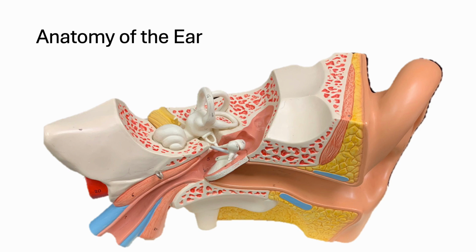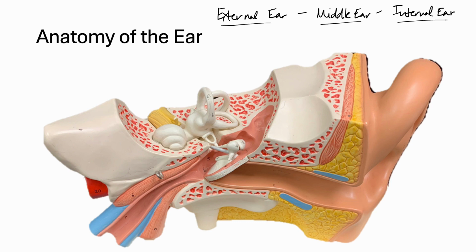So we have external ear, we have middle ear, and we have internal. Now, the internal ear is going to be fluid filled. The middle ear is air filled, and then of course your external ear is air filled unless you jump in a pool of water and then you can get some water in that part of your ear.